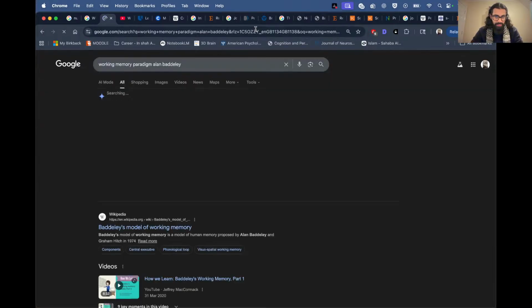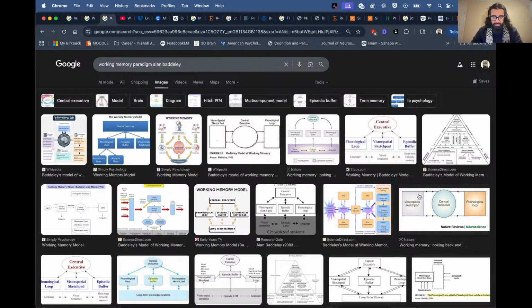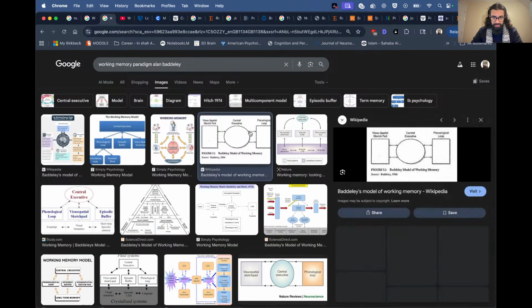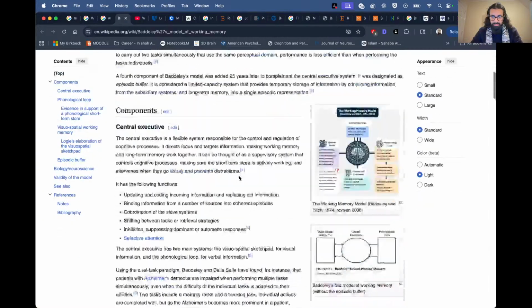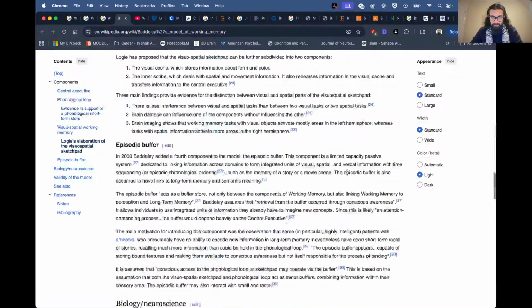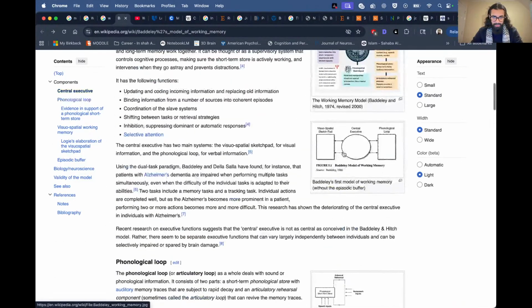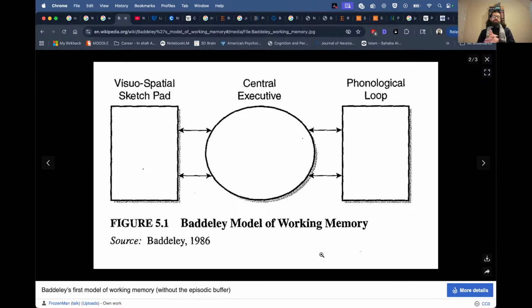This is the most widely accepted cognitive neuropsychological framework. So the best one, they're all more or less the same. I think this is a better representation. I think it's from, okay, yeah, this is from 1986. So this is Baddeley's 1986 model of working memory.